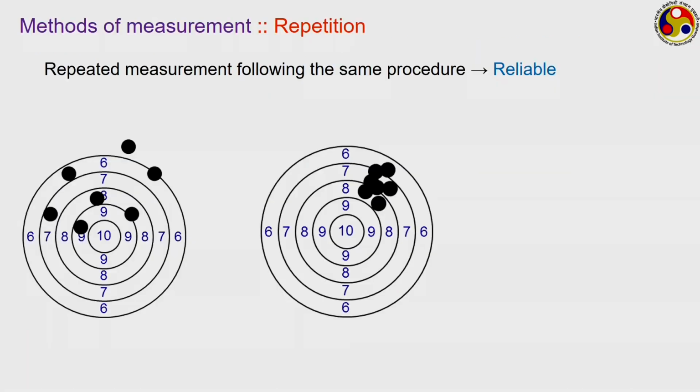And finally, another one, which truly speaking is not a method of measurement, but repeating the measurement is sometimes very important. If we are trying to measure a particular quantity, we follow a particular procedure and keep on repeating the procedure. If we do not get the same reading every time, then your measurement is not reliable.